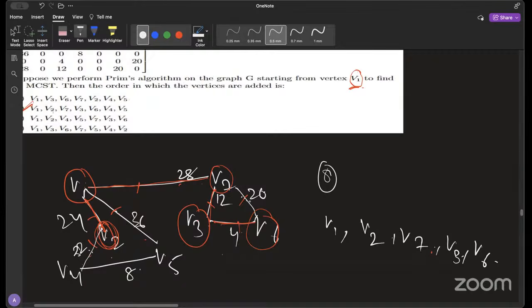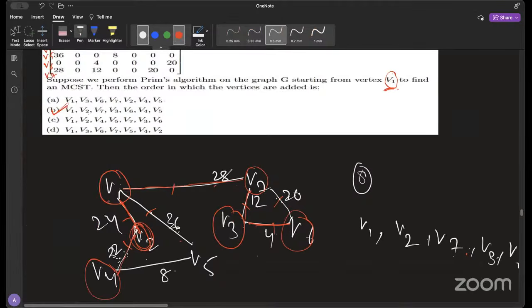And then again, these ones are the unlocked ones because from V6, nothing gets unlocked. This was already unlocked. So you have the same edges 20, 36, and 32. So you have to choose the minimum from these ones. There's no point choosing this one because V7 has already been covered. So you have to choose the minimum from these two. So this is 32 and 36. So the minimum is this. So the next one in the order should be V4.